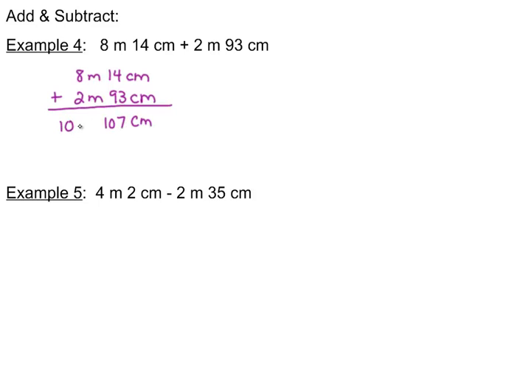And then we've got 10 meters here. Now, the 107, since 100 centimeters equals 1 meter, I'm going to rewrite that as 100 centimeters plus 7 centimeters. But we know that 100 centimeters is 1 meter. So I have 10 meters plus 1 meter plus 7 centimeters, which is equal to 11 meters, 7 centimeters.